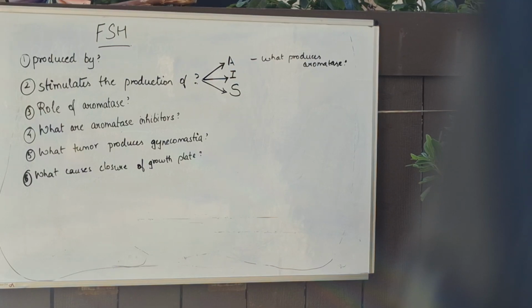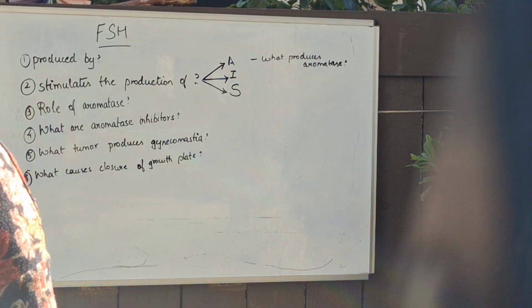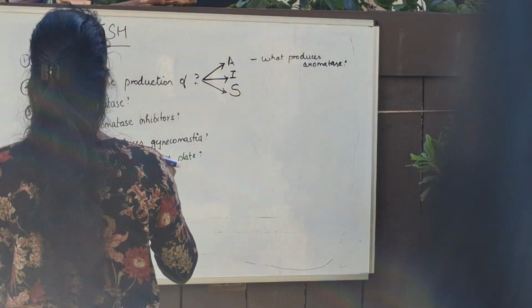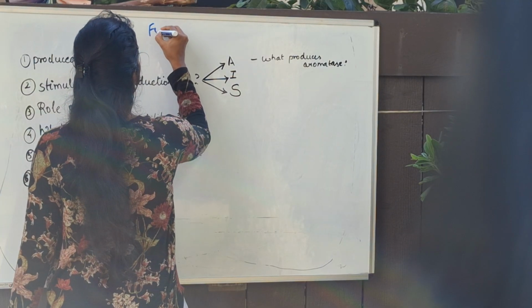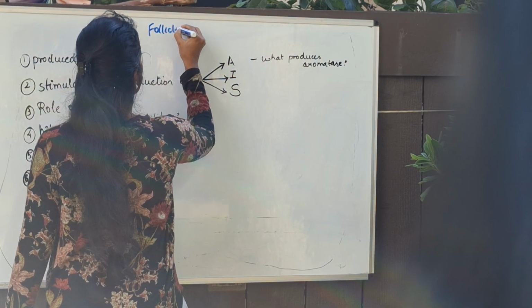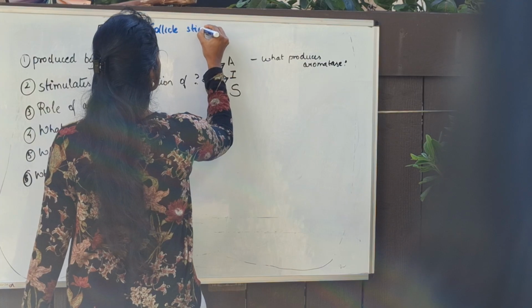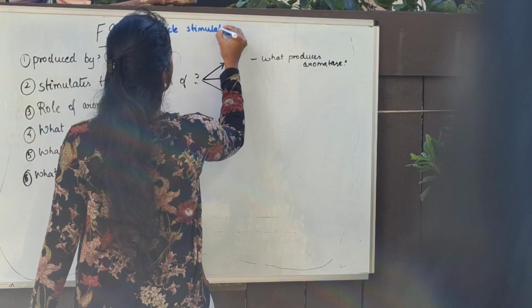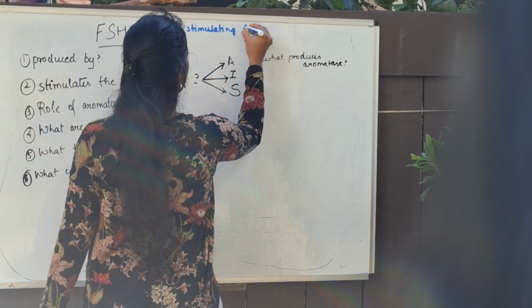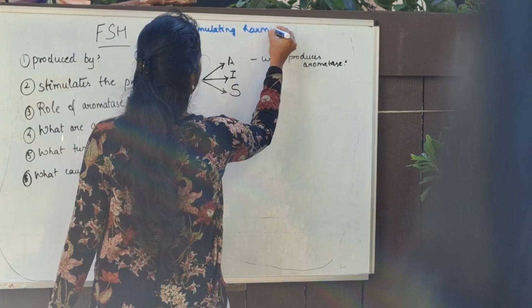Let's see about FSH. What is FSH? FSH, the full form is follicle stimulating hormone. Now what produces FSH? FSH is produced by the anterior pituitary.